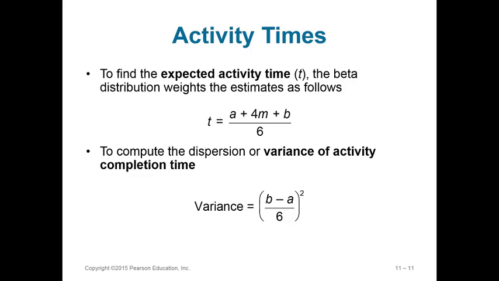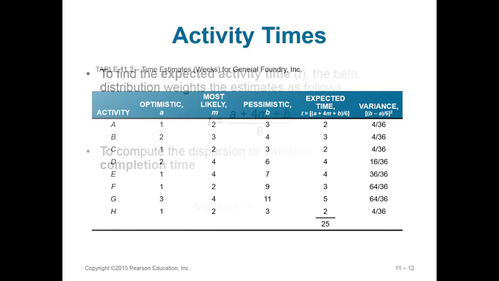Then you can also take a look at the variance. That helps you to understand whether or not that activity has a small variance, in which case optimistic and pessimistic times are very close to the most likely time. And if there's a huge variance, then there's a major difference between optimistic and pessimistic, and you'd have to adjust for that as well.